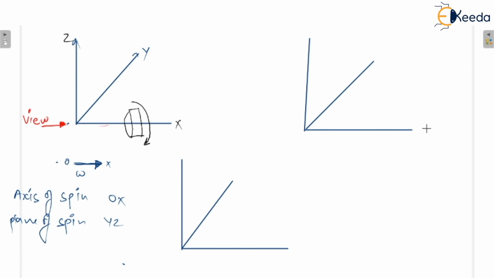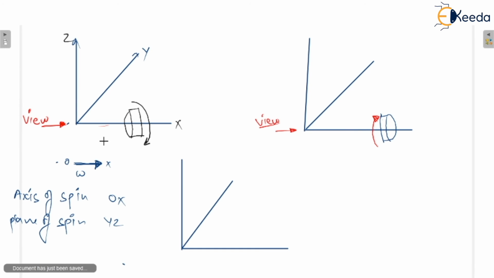Okay, and if I'm talking about the next case, for example, the body is like that. Now you have to tell me the axis of the spin and the plane of the spin. Now, when you see the body from this side, and this is the direction of view, you see this body is going to be rotated like that. So when you look at the body from this direction, you can find out the axis of the spin as well as the plane of the spin.